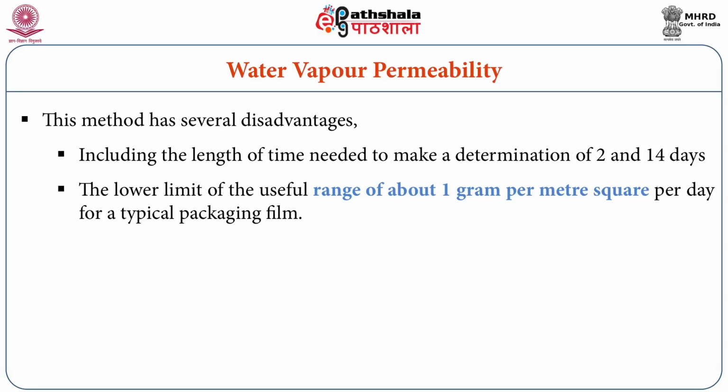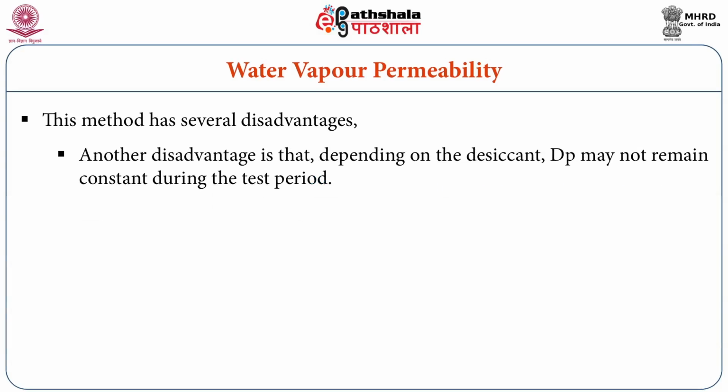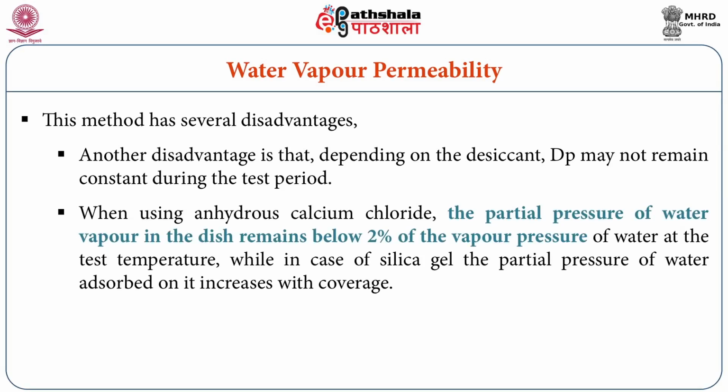and the lower limit of the useful range of about 1 gram per meter square per day for a typical packaging film. Another disadvantage is that, depending on the desiccant, dP may not remain constant during the test period. When using anhydrous calcium chloride, the partial pressure of water vapor in the dish remains below 2% of the vapor pressure of water at test temperature. While in the case of silica gel, the partial pressure of water absorbed on it increases with coverage.